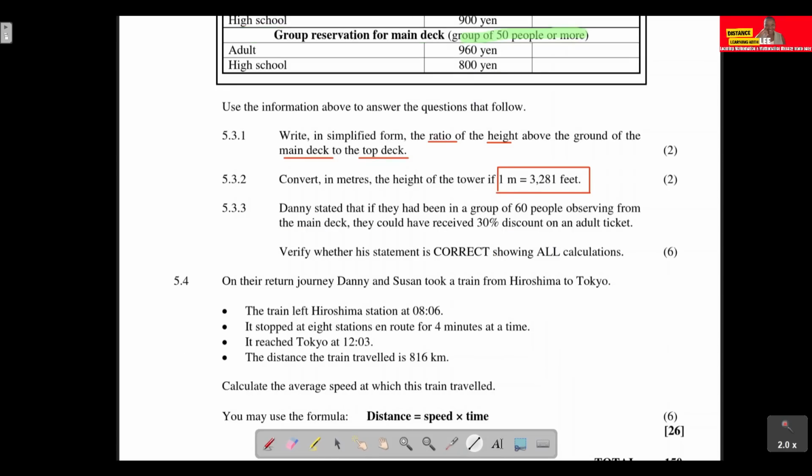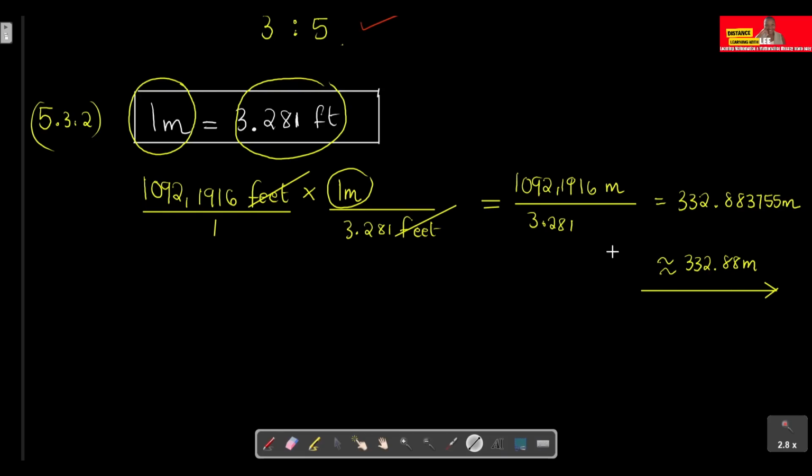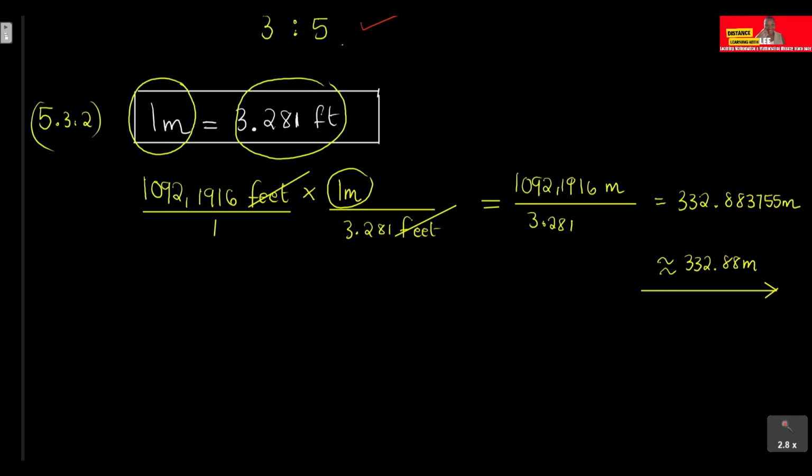So we're basically done with question 5.3.2, right? And that is basically the height of the tower in meters. Quickly, how would they mark this one? You'll just get a mark for showing that you understand that you need to divide by 3.281. And you get a final mark for your final answer that you've basically rounded off. So that's how you get your 2 marks here. Cool stuff. Let us continue.